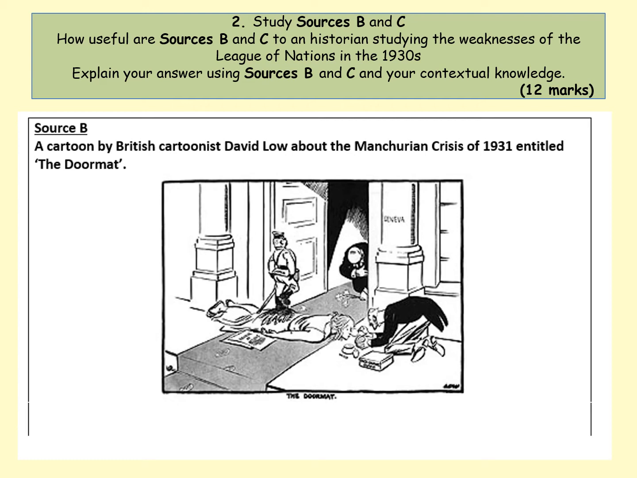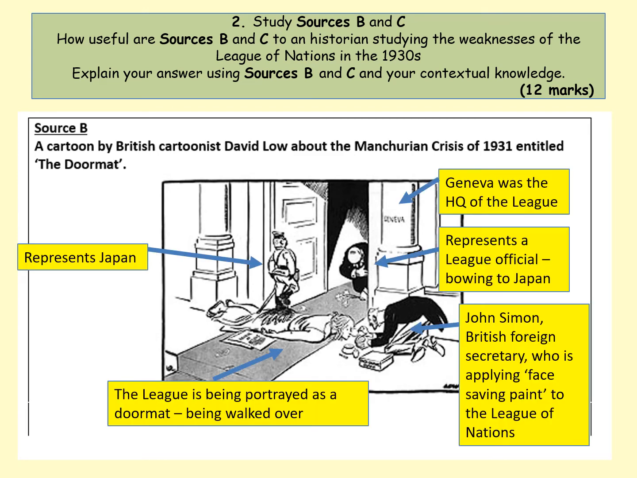So let's have a look at a few features of this David Low cartoon and what it actually means. So this figure here represents Japan. And you can see here Japan dressed up in military uniform. You can't see it very clearly here, but this actually says Japan is walking into a building which we can assume is the League of Nations because it says Geneva here, which we know is the headquarters of the League.